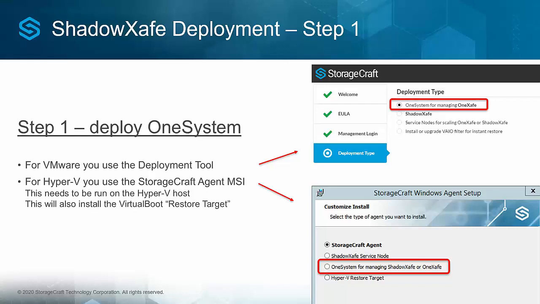With Hyper-V, currently it does look for DHCP, so there will be some additional steps you have to do if there's no DHCP available. But this will also install the virtual boot plugin, so the Hyper-V restore target will be available on that particular machine as well.